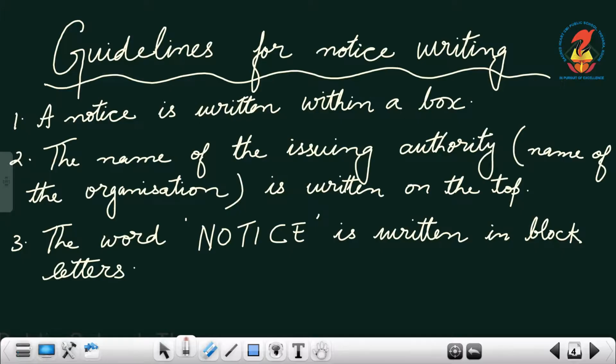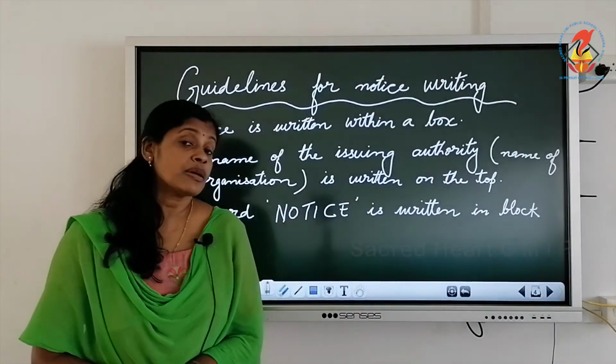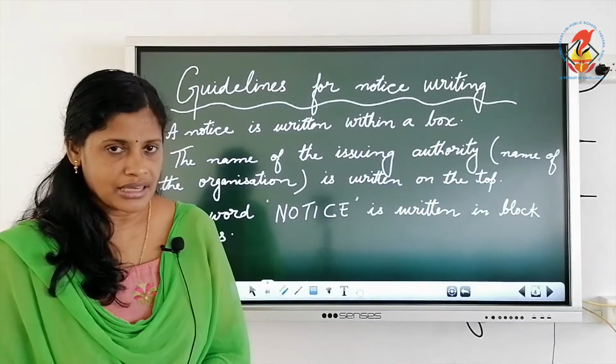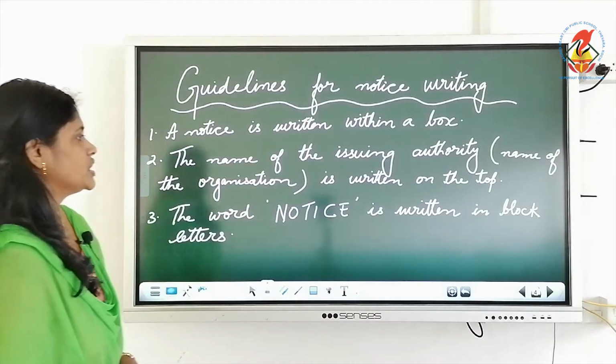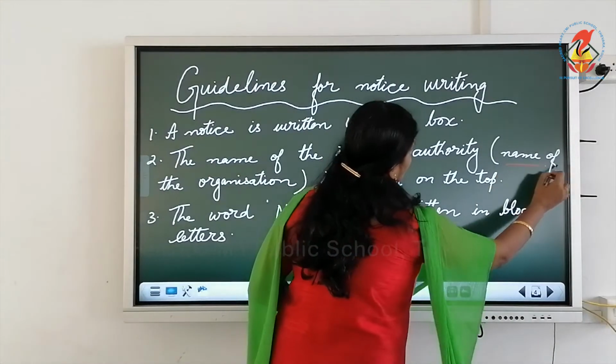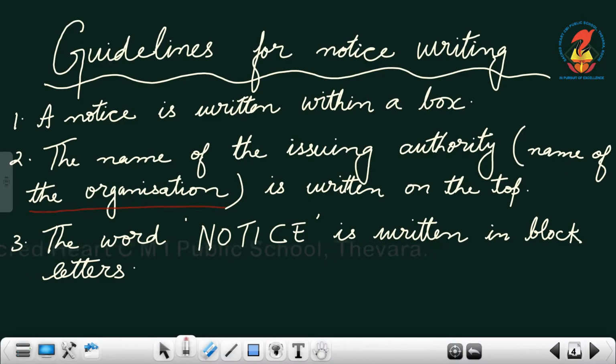The name of the issuing authority. If you are the sports secretary or the cultural secretary of your school, the issuing authority is your school. That means the name of the organization. So if you are the cultural secretary of your school, what is the name of the organization? Sacred Heart CMI Public School. So the name of the issuing authority or the organization is written on the top. First and foremost, that is the one which you should write.